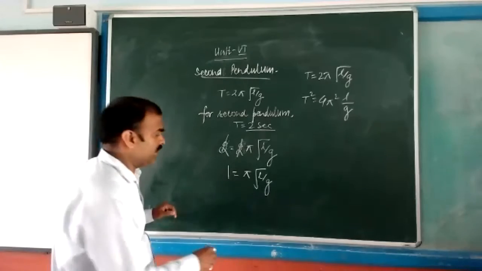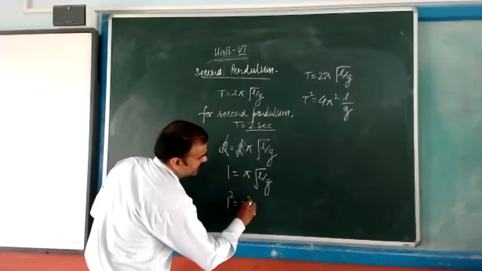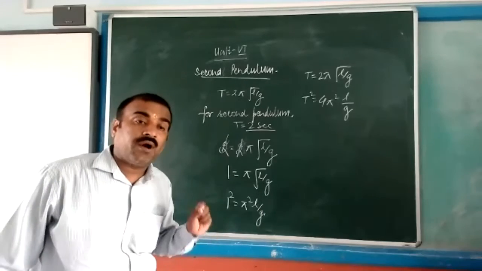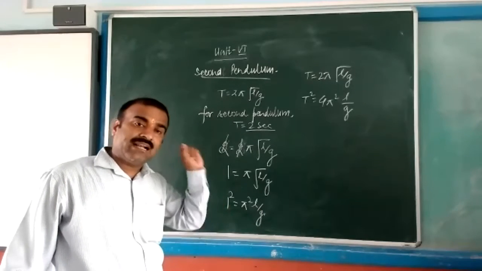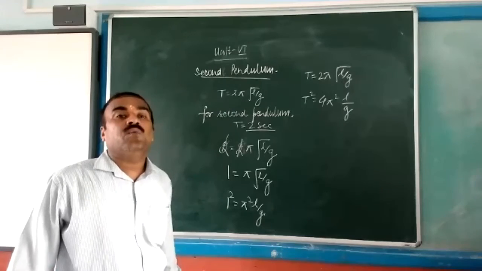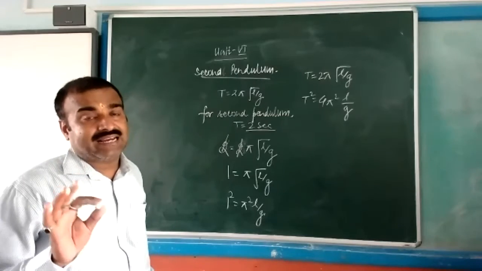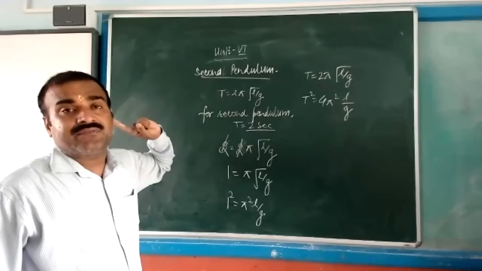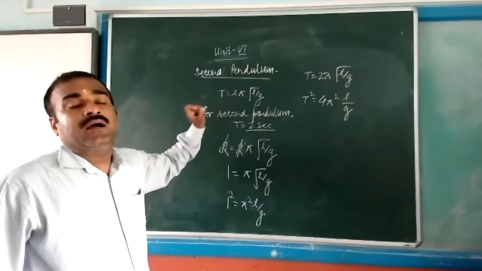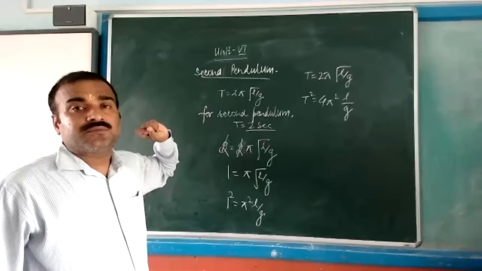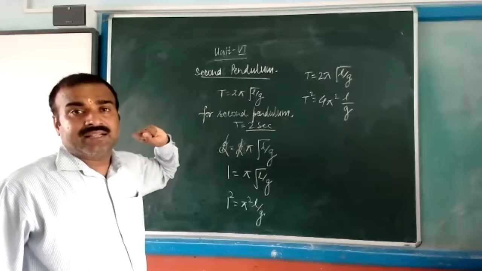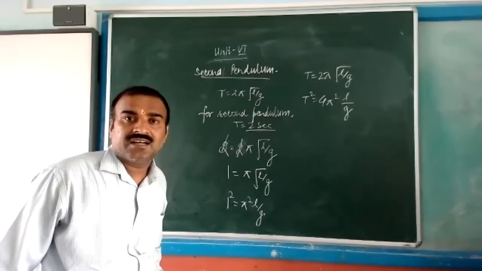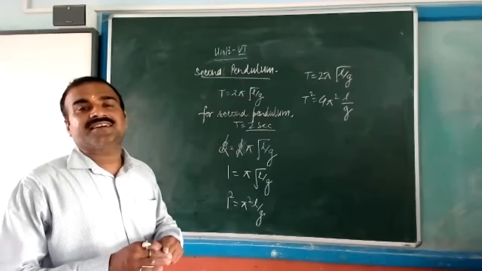Squaring on both sides: 1 square equal to pi square L by g. I'm just going to calculate what will be the length of the second pendulum. What will be the effective length of the second pendulum? Whenever the time period is 2 seconds, that means the pendulum follows the condition of the second pendulum, then what will be its effective length? Clear to everyone?